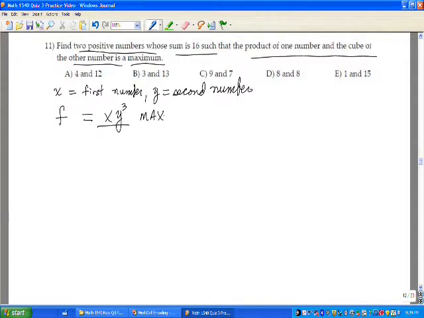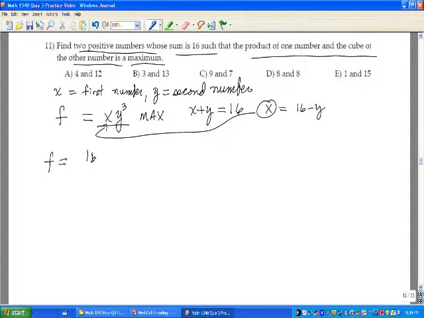Now, notice we've got two variables here, and we need to eliminate one of them. We're told that the sum of the two numbers, x plus y, is equal to 16. Solving for x, we get x is equal to 16 minus y. So now we can plug this value of x into the function and get 16 minus y times y cubed is equal to 16y cubed minus y to the fourth.